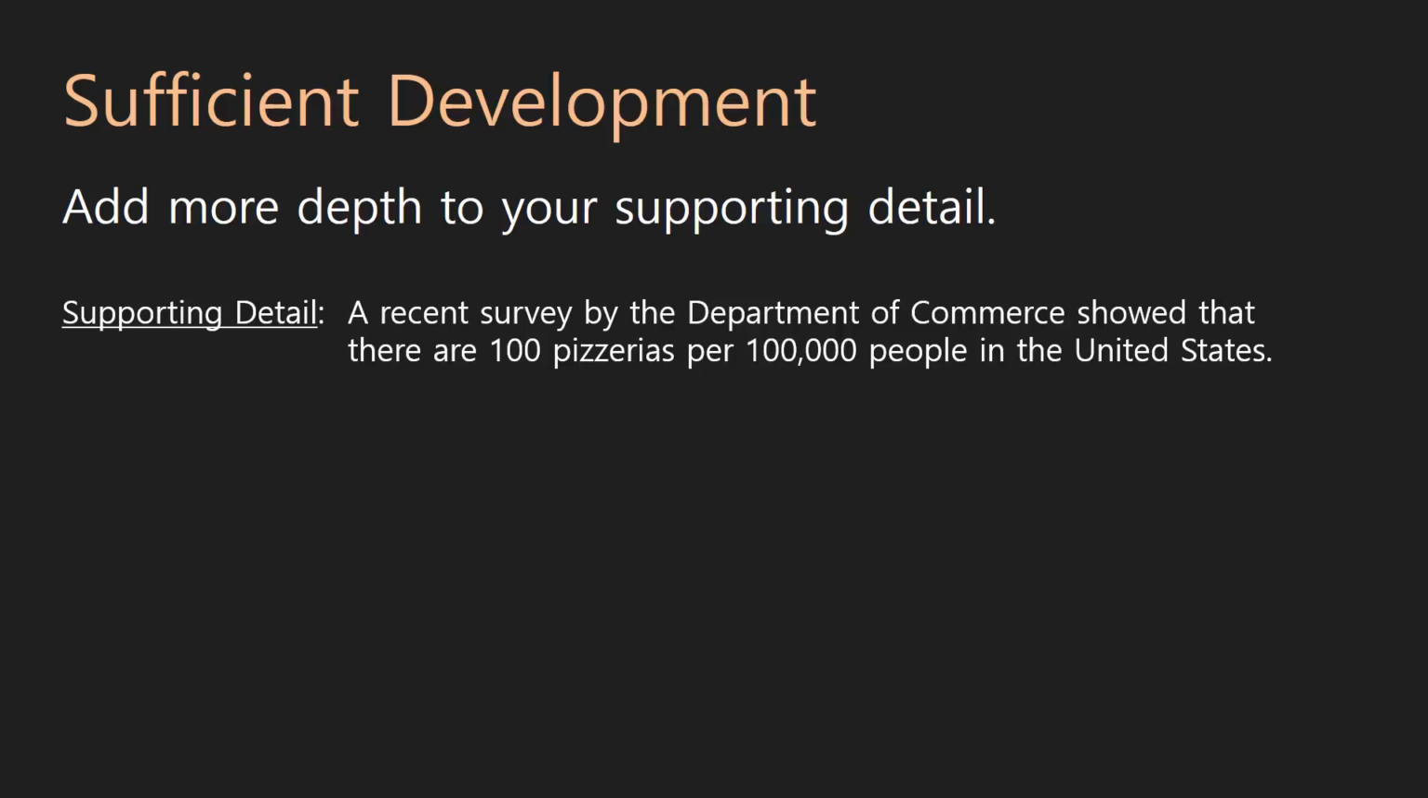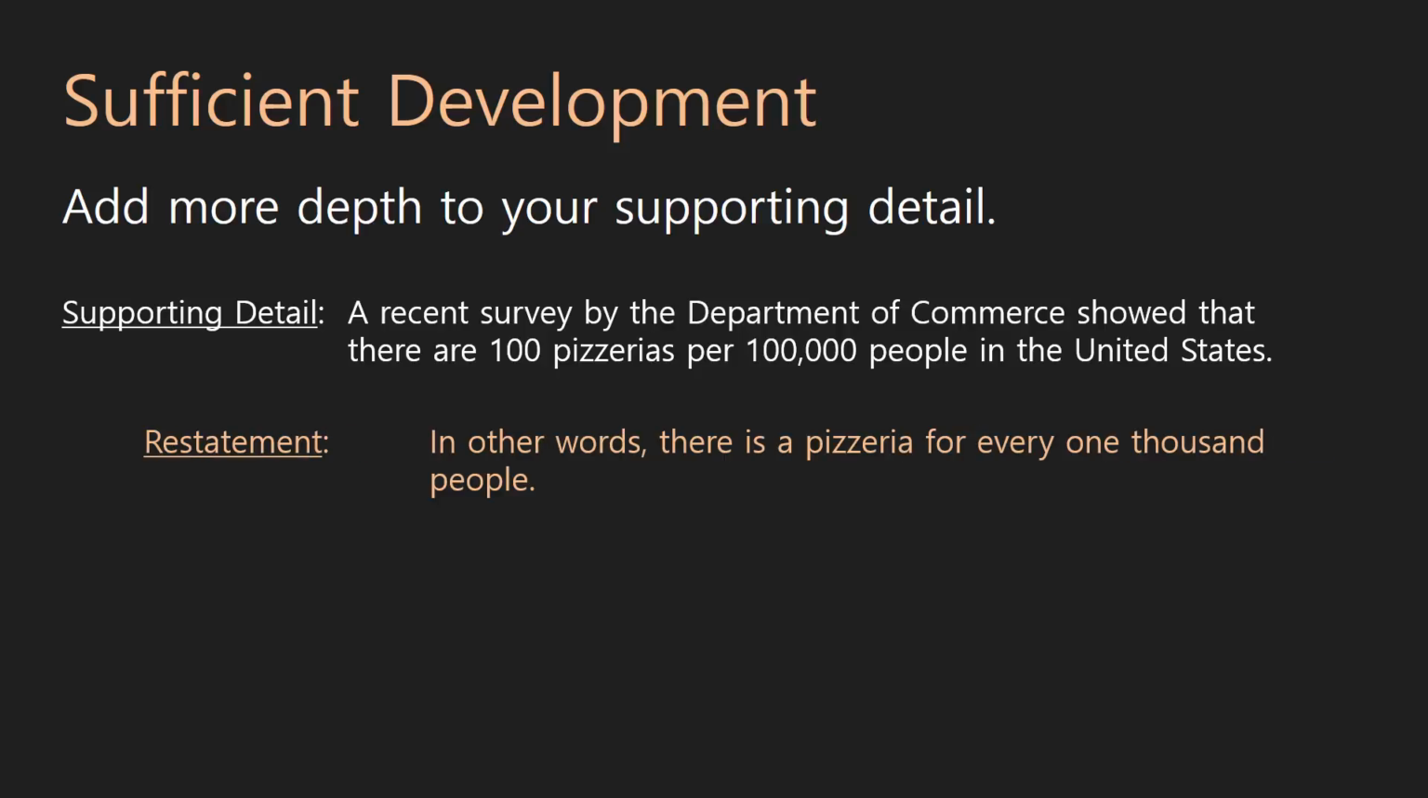Now, people who aren't that good with numbers may appreciate if you were to restate this supporting detail. In other words, there is a pizzeria for every 1,000 people. You can see that this is just the same information as above, but we've said it in another way, so that people can better understand that fact.